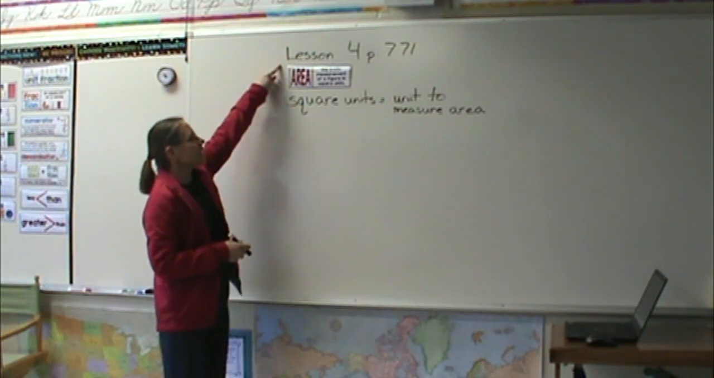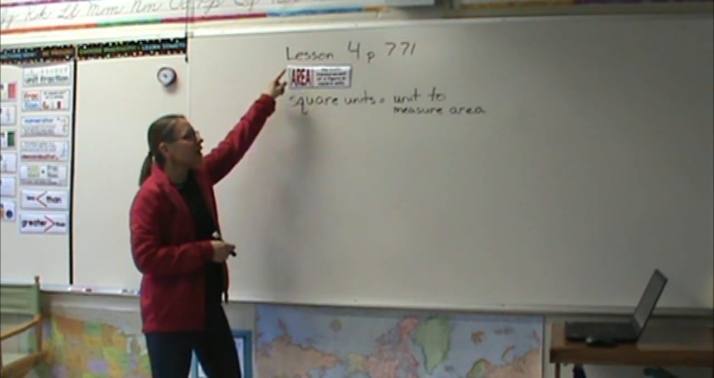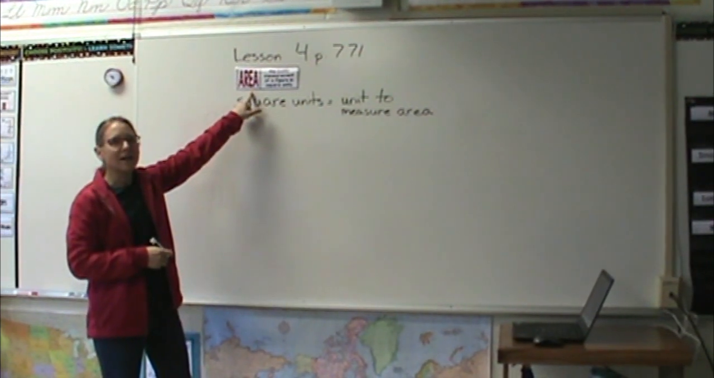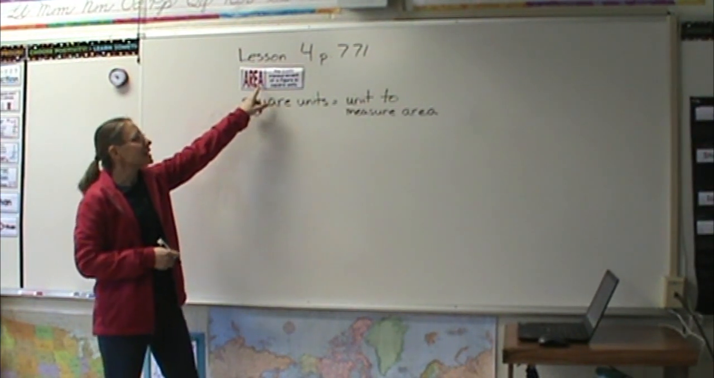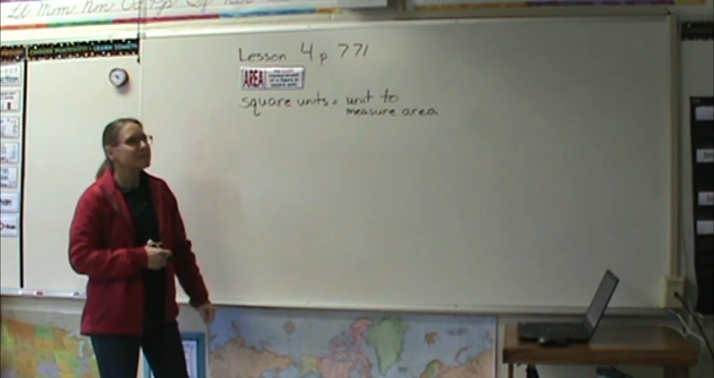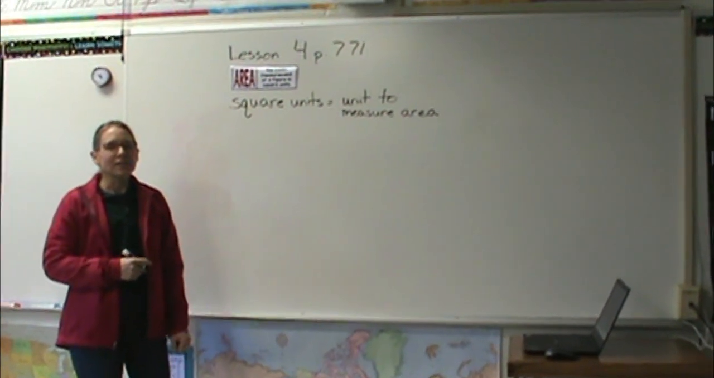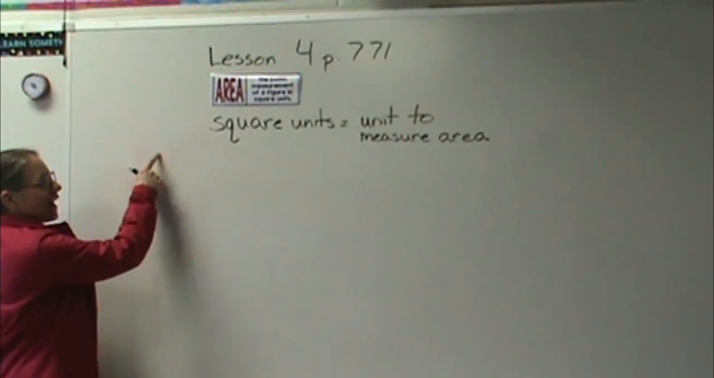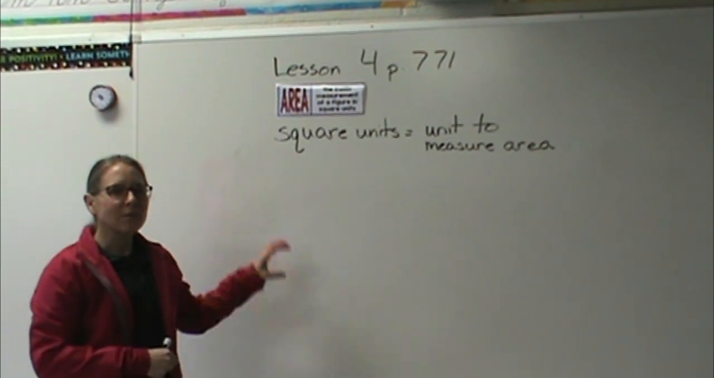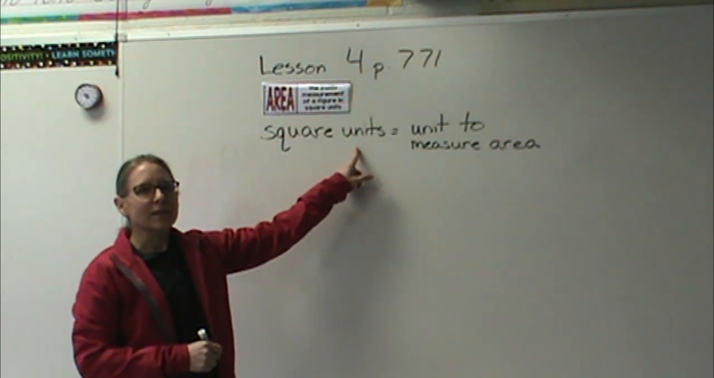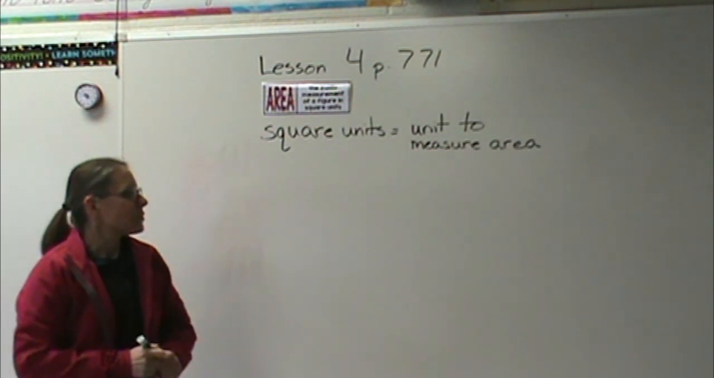Today we're going to be doing lesson 4 on page 771, and we're talking about the area of a figure. The area is the inside measurement of a figure in square units. Mrs. Shreddy talked about the perimeter being the outside of a figure. Today we're going to talk about the inside of a figure. The unit we measure it with is square units. So we're going to talk about those.